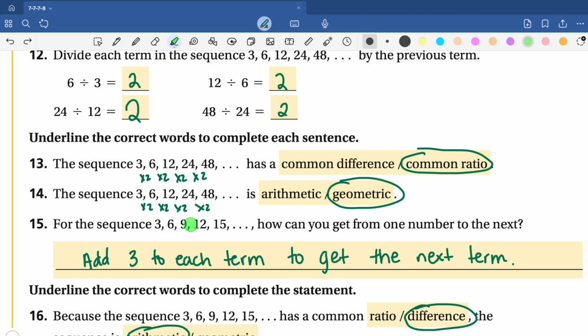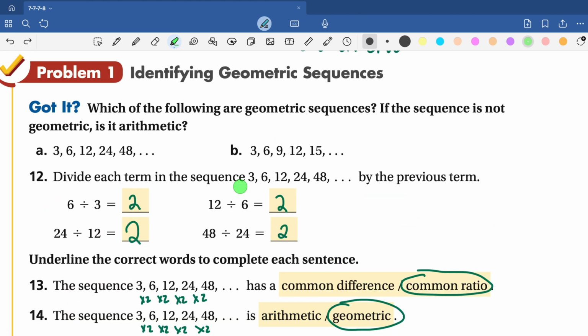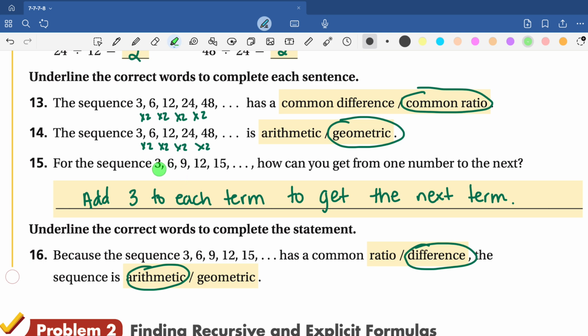For the sequence 3, 6, 9, 12, 15, how can you get from one number to the next? This one is letter B. So for the sequence 3, 6, 9, 12, 15, if I divide 6 by 3, I'm getting 2. If I do 9 divided by 6, that's not going to be 2. So I'm going to test to see if it's an arithmetic sequence.